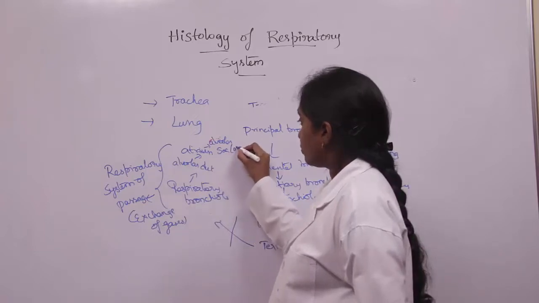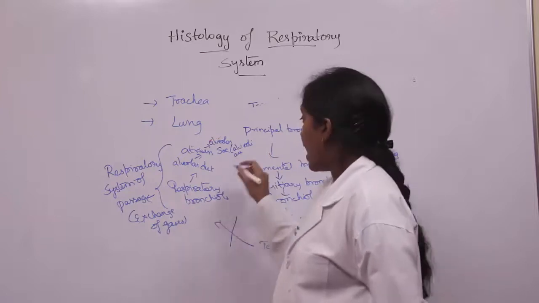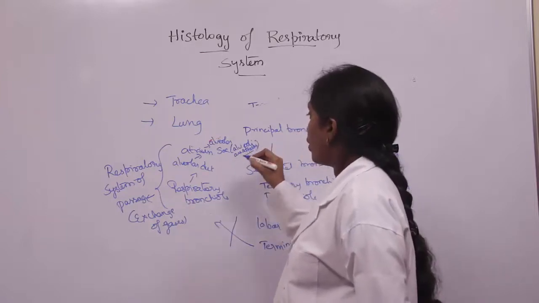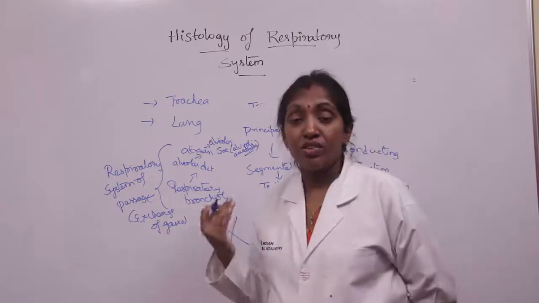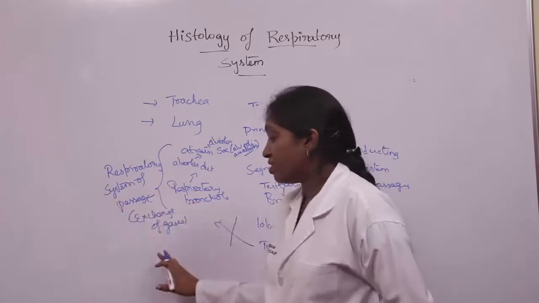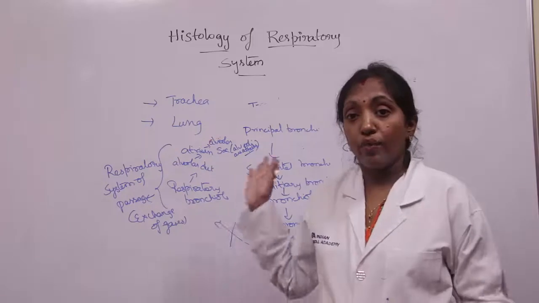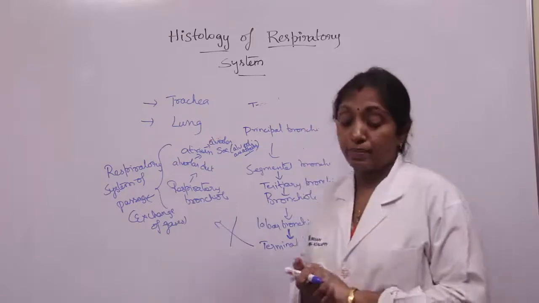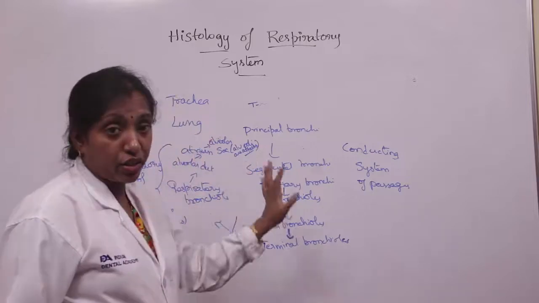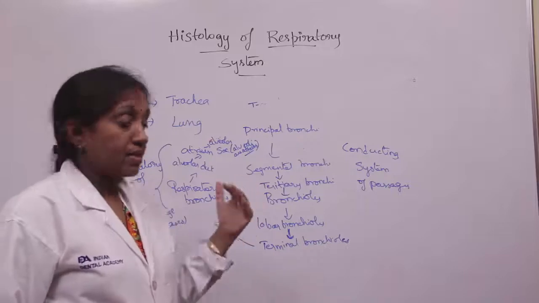where alveoli are present. To the alveolar sac, alveoli are attached, through which exchange of gases takes place. This is the respiratory system of passage where exchange of gases takes place, and this is the conducting system of passage where conduction of gases takes place. So that's a brief introduction to the passage, how the passage of gases takes place and how exchange of gases takes place.